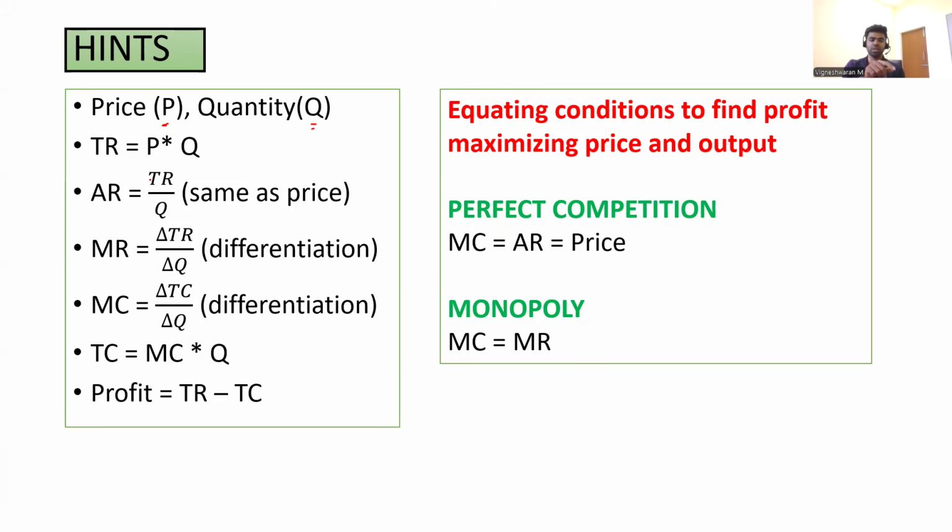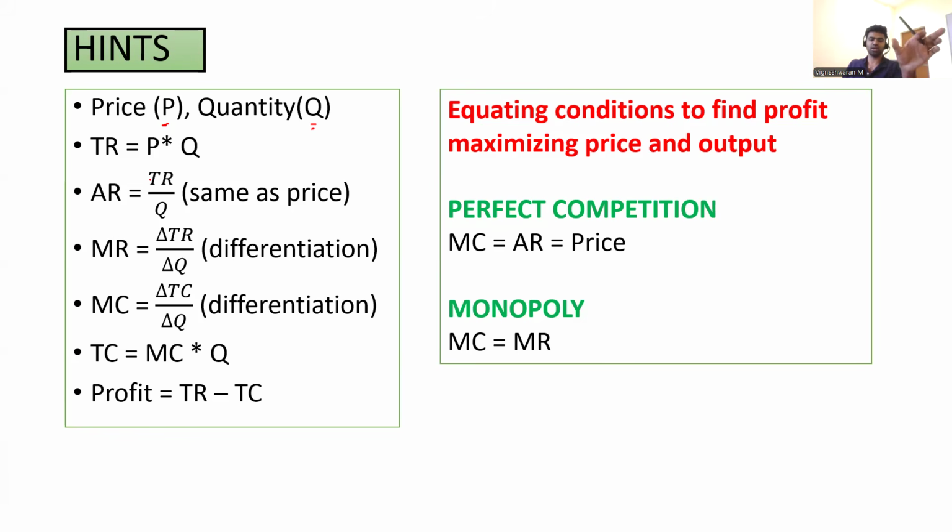Then MC is nothing but marginal cost. Marginal cost means change in total cost divided by change in quantity. That means differentiating cost with respect to quantity. For this MC and MR, I will tell you what this differentiation is. Then total cost is equal to marginal cost into quantity. Remember that. Then profit. Profit is total revenue minus total cost. We all know that profit means revenue minus the cost associated with it.